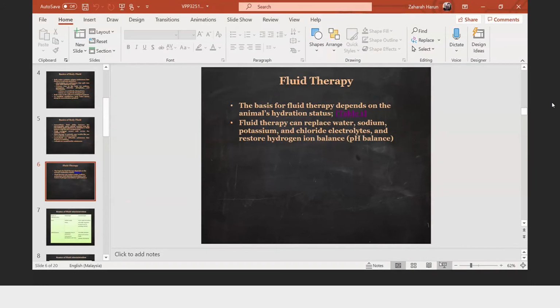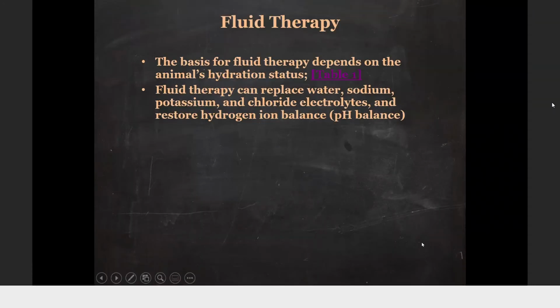What is the basis of fluid therapy? It depends on the animal, based on the percentage of water loss, or the percentage of dehydration in the animal. The most severe case of dehydration is when the animal loses around 8 to 10% of water from the body. Sometimes we think that 8 to 10% is quite small, but suffering 8 to 10% dehydration can be fatal to animals or humans.